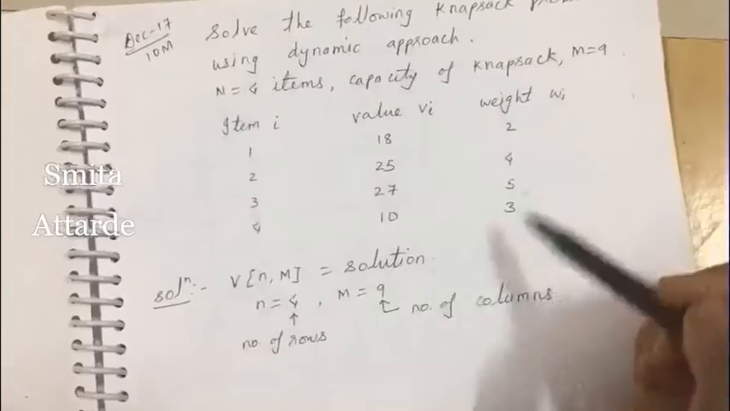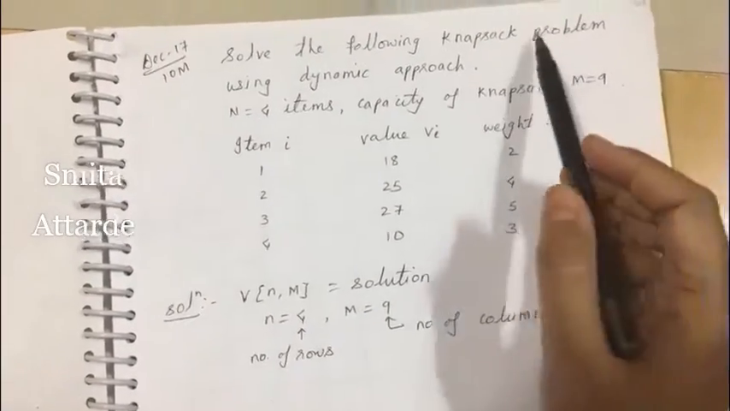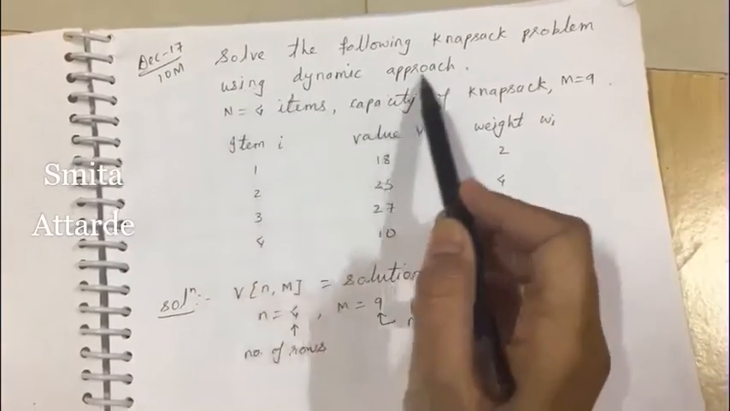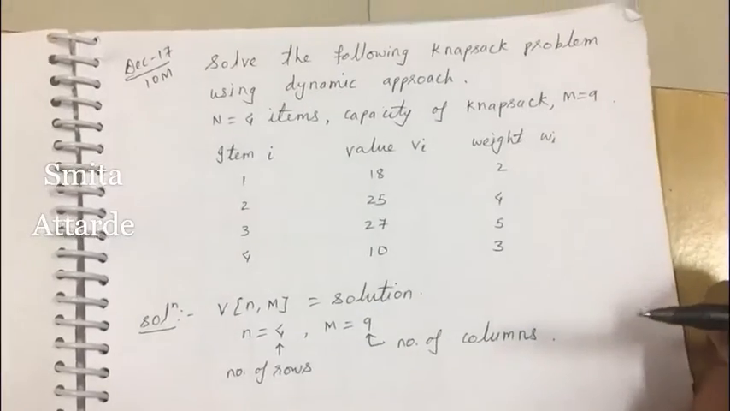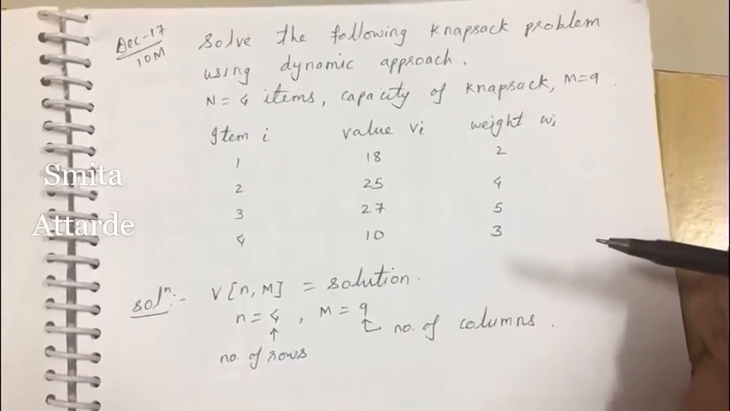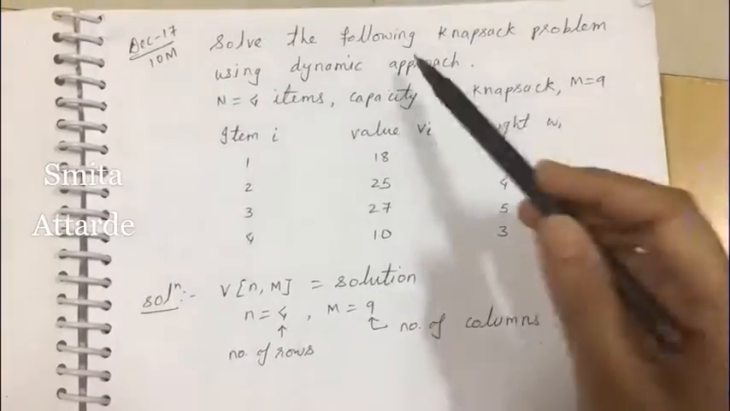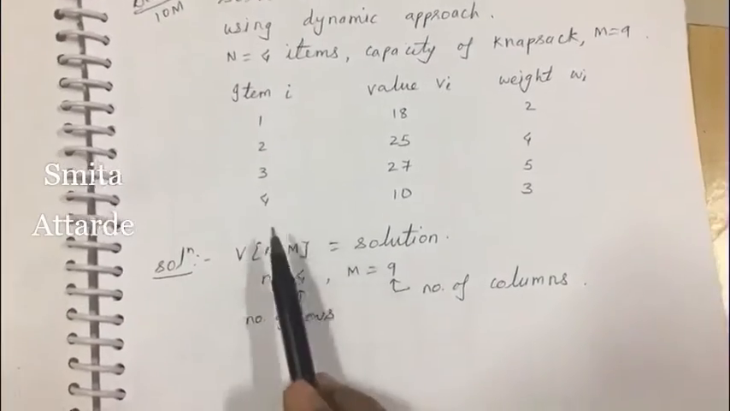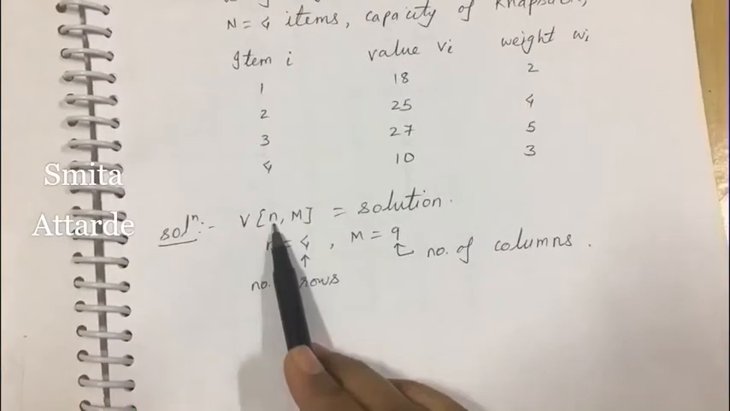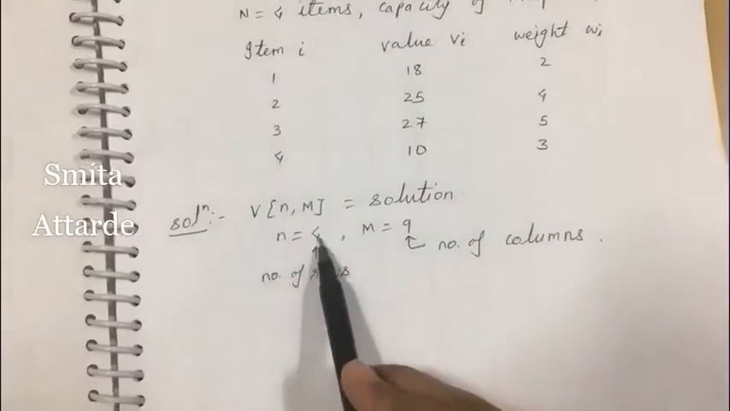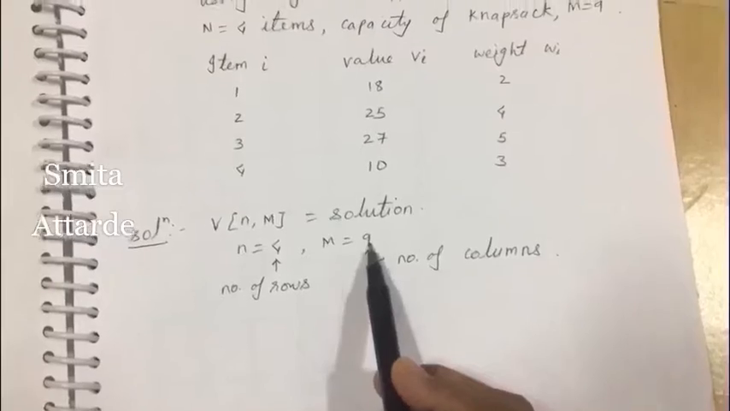In the question they have not specified anywhere that it is a 0-1 knapsack problem, but since it is specified that you have to solve using dynamic approach, it itself indicates that it is a 0-1 knapsack. So always remember that fractional knapsack can be solved using greedy strategy, whereas 0-1 is solved using dynamic approach. As we have seen, V of N, M will give you the solution. Here n is the number of items, which is 4 in the question, and m is the capacity of the knapsack, which is given as 9.